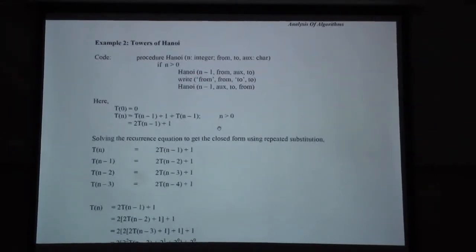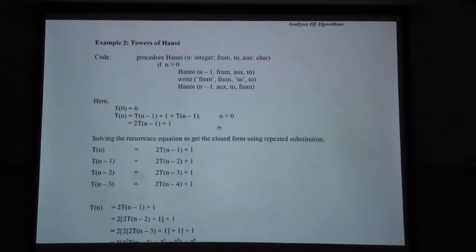So therefore, our complexity can be written as: if you have 0 disks to move, then n greater than 0 is false, and therefore you do 0 moves, 0 writes. So T of 0 is 0, because if you're trying to move 0 disks out of the way, then you have nothing to do and you're done. Okay.